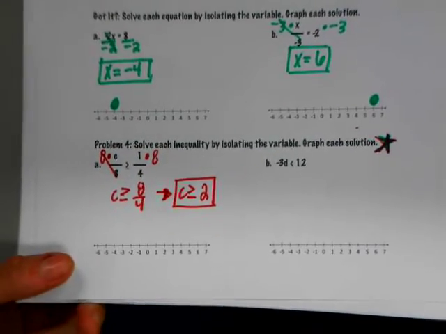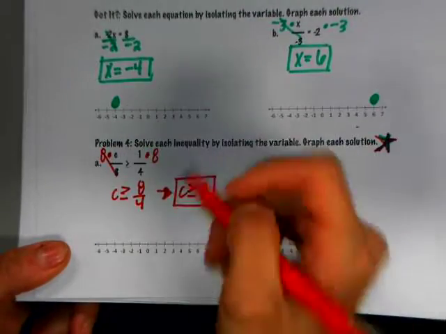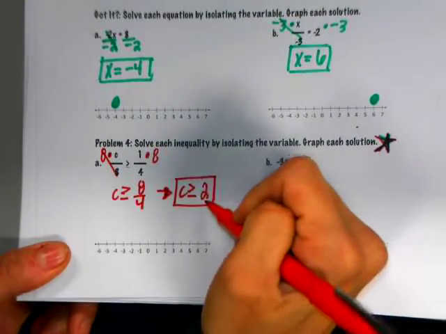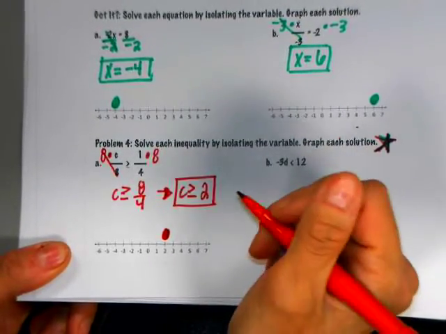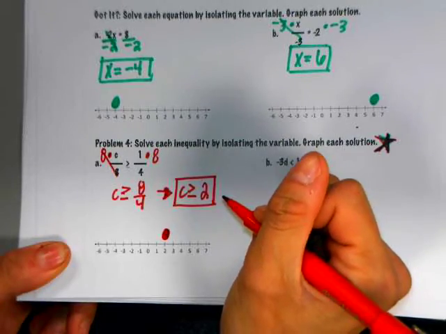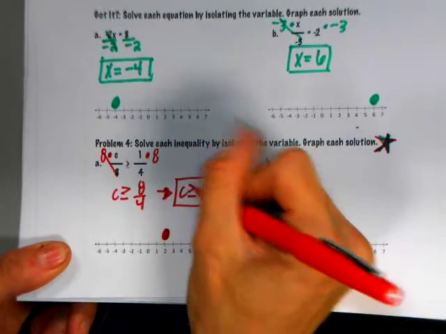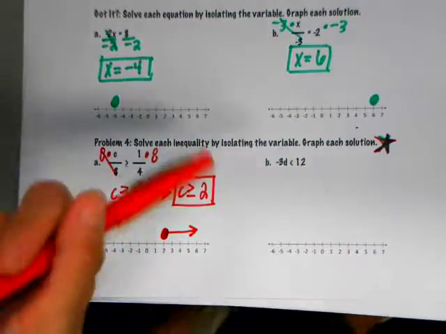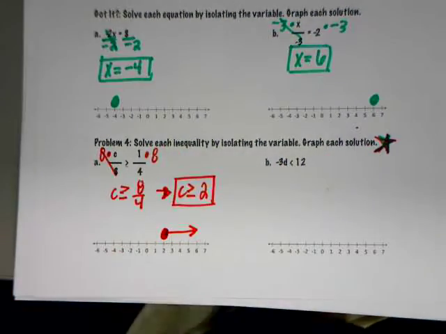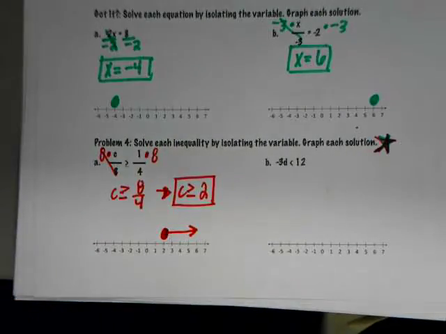So then, am I going to have an open or closed dot at 2? Closed, because it can be equal to, right? And then going to the right or to the left? Greater than? Right. You have to think about all the numbers that are bigger than 2. Where are they? This way or this way, okay?